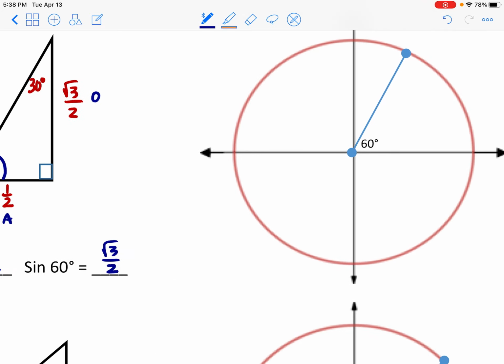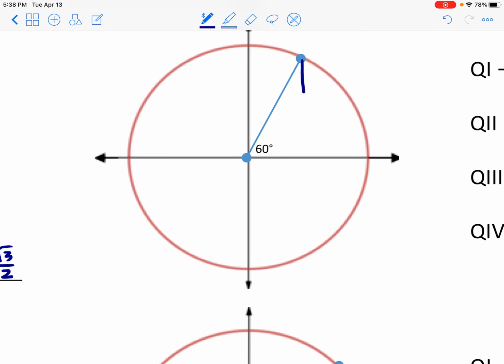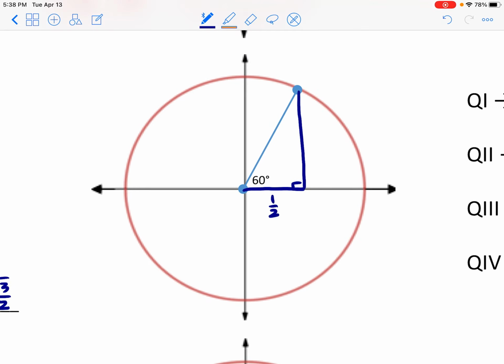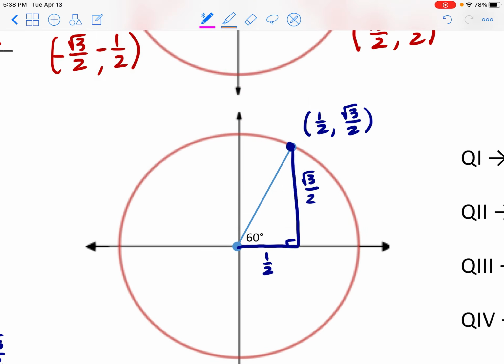So if I translated this triangle into my unit circle, then what's going to happen is I've traveled 1/2 units along the x-axis. So at this point right here, our x value is going to be a half. And I've traveled radical 3 over 2 units up on the y-axis there, so my y coordinate has to be radical 3 over 2. And again, this is the value for the cosine of my 60-degree angle, and this is the value for the sine of my 60-degree angle. Okay? So 60 degrees in quadrant 1.